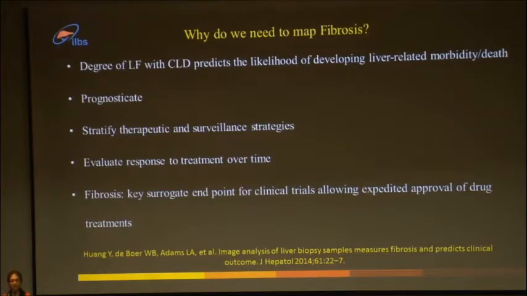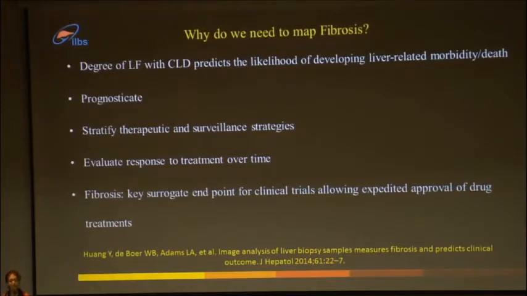And we know that the degree of liver fibrosis in a patient with CLD will predict the likelihood of developing further liver-related morbidities and death and many other prognosticating things. So it's very important to prognosticate these patients, and fibrosis is a very important marker for that. We also need to stratify our therapeutic and surveillance strategies, and for that again we need to know how much fibrosis a patient is developing or has, or not.